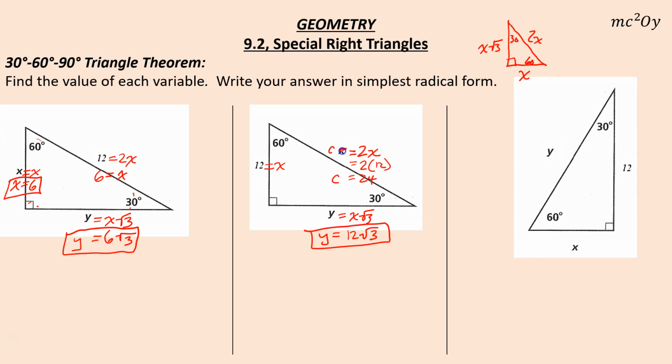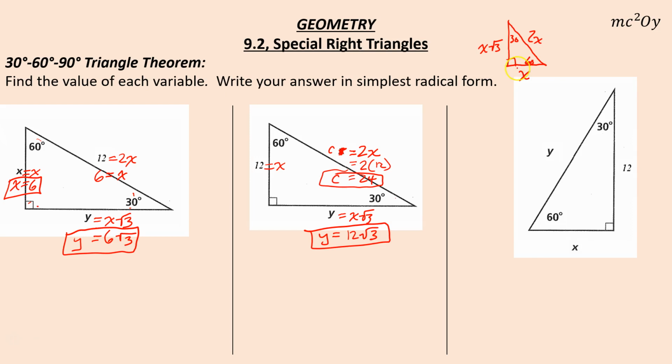which, remember, c wasn't actually c. It was x to begin with. So if you're reporting this on your assignment, you'd want to say x equals 24, even though here we said it equals 12. But we're just using a different variable to help us not get confused with the two different x's. All right? So there's our two lengths, 24 and 12 root 3.